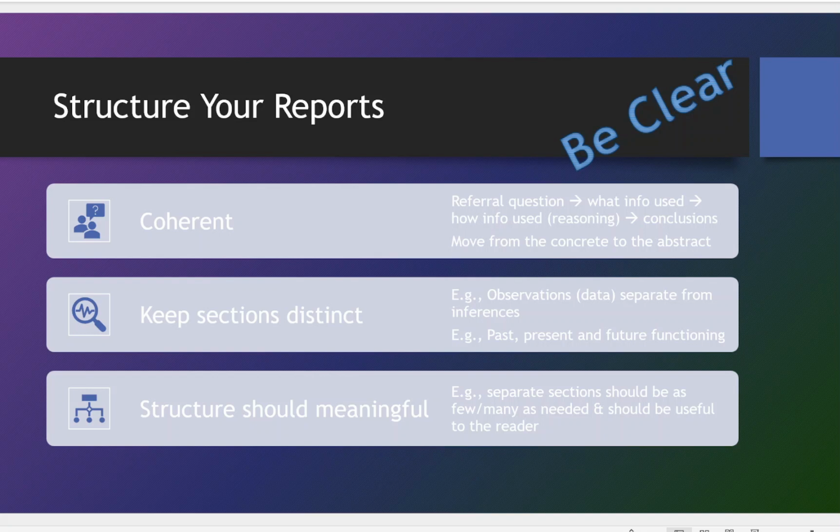We want to move from the concrete to the abstract. We're going to keep the sections distinct. So, for example, observational data should be kept separate and apart from inferences. Similarly, when we're writing about past, present, and future functioning, it's also going to be important to keep these sections separated and clearly marked. The structure should be meaningful.